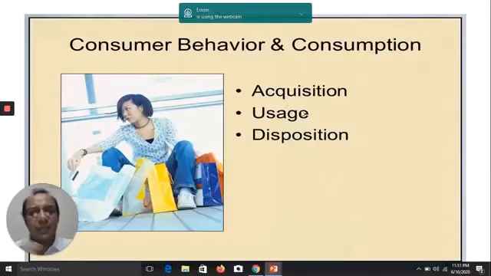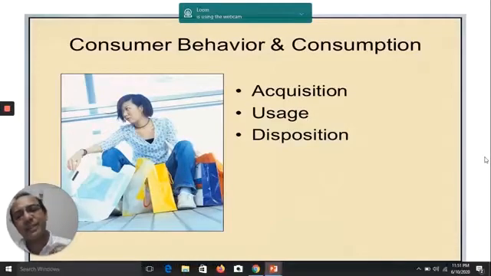Then usage. Once we manage to get it, what will we be doing? We'll be taking the utility of it, which means we are using it. And number three, disposition. After taking the utility of the offering or product, how can we get rid of it? This is the way we dispose of it. That is the third stage of consumption, disposition.